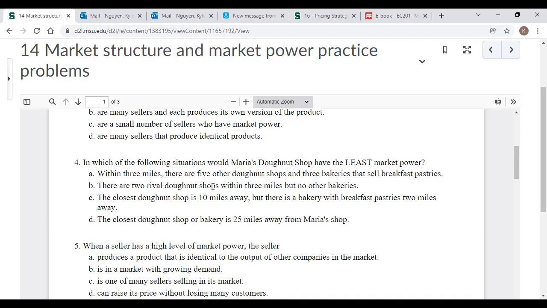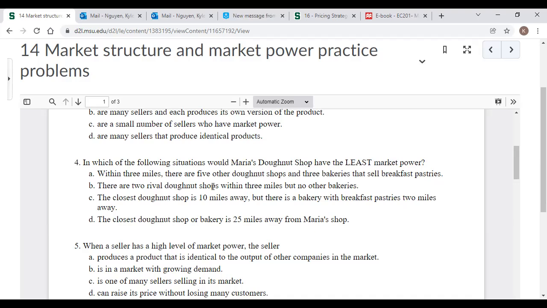C, the closest donut shop is 10 miles away, but there's a bakery with breakfast pastries 2 miles away. In this scenario, her worst competitor would be the donut shop because it sells a very similar product. However, that's 10 miles away, so that's almost something she doesn't need to worry about. And she has a bakery that she needs to deal with.